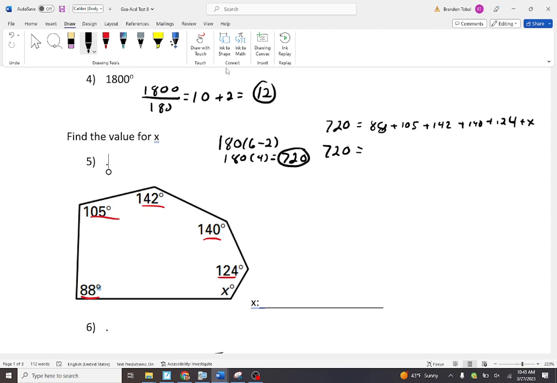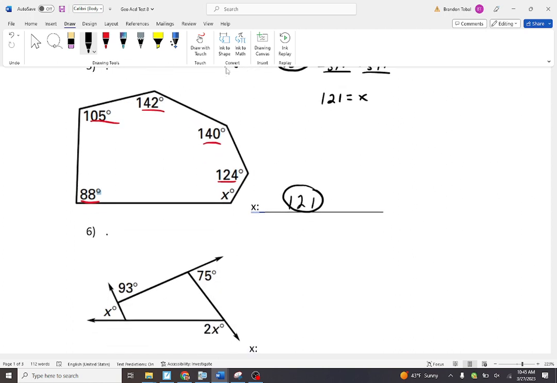5.99. Let me just check. Yep. So that adds up to 599 plus x, just an x. Subtract 599 on both sides. 720 minus 599 is 121 equals x. So my x equals 121. Any questions on how I set that up?